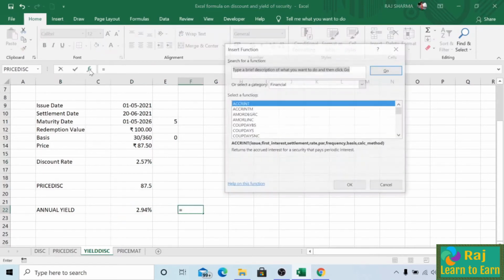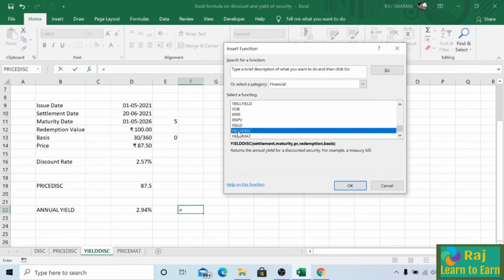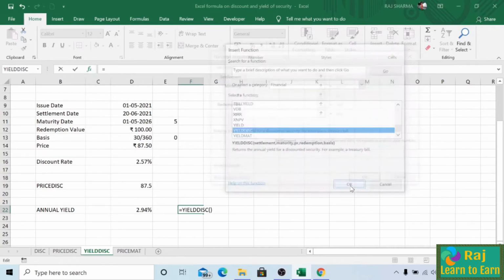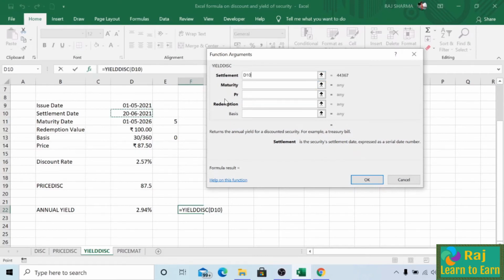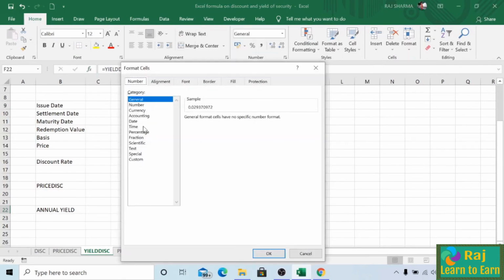Go to the insert tab, function, choose the yield discount, YIELDDISC. This is the formula we have to use. Then put the settlement date, put the maturity date, put the price. This is the present price 87.5, which you have to put here. Redemption value is 100 and then the basis is 0. So this formula will give me the value, and then you have to convert this cell into percentage.